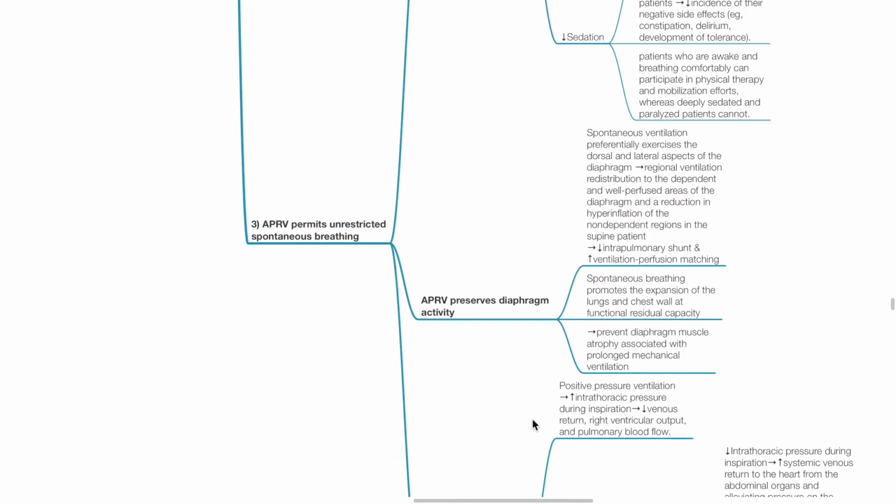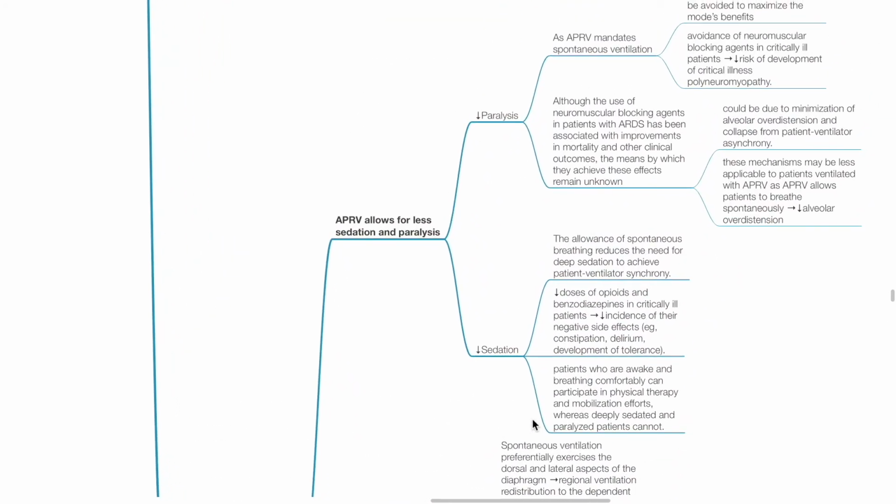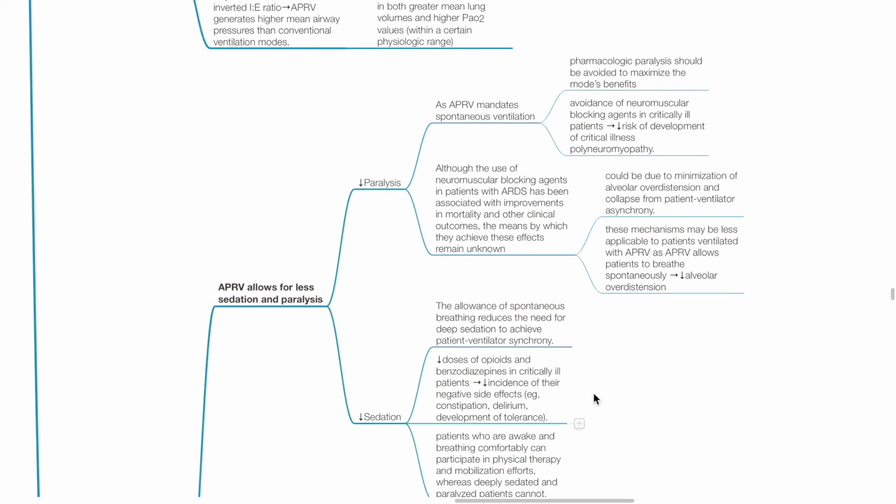Increased mean airway pressures result in both greater mean lung volumes and higher PaO2 values within a certain physiologic range. APRV permits unrestricted spontaneous breathing. APRV allows for less sedation and paralysis. Reduced need for neuromuscular blockers. As APRV mandates spontaneous ventilation, pharmacologic paralysis should be avoided to maximize the mode's benefits. Avoidance of neuromuscular blockade in critically ill patients reduces the risk of development of critical illness polyneuromyopathy.